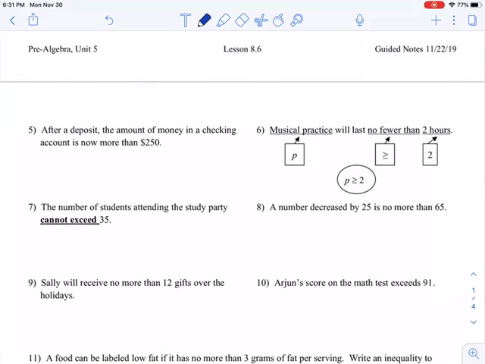Okay, you can practice with the other ones on the next page there. And some of these, like number 8, will be more than just a solution. Number 8 says a number decreased by 25, means minus 25, is no more than. So it has to be less than or equal to 65.